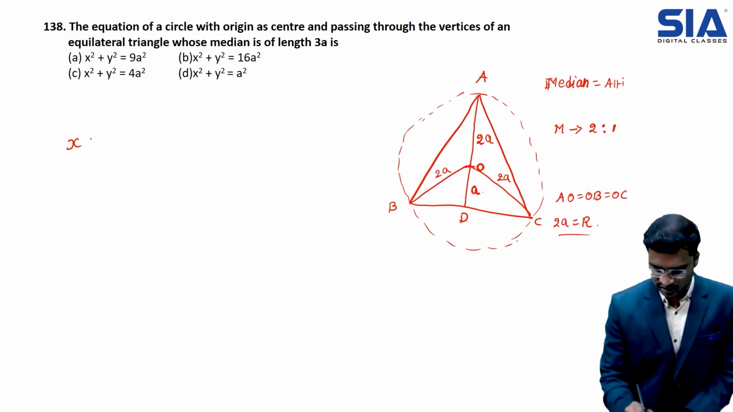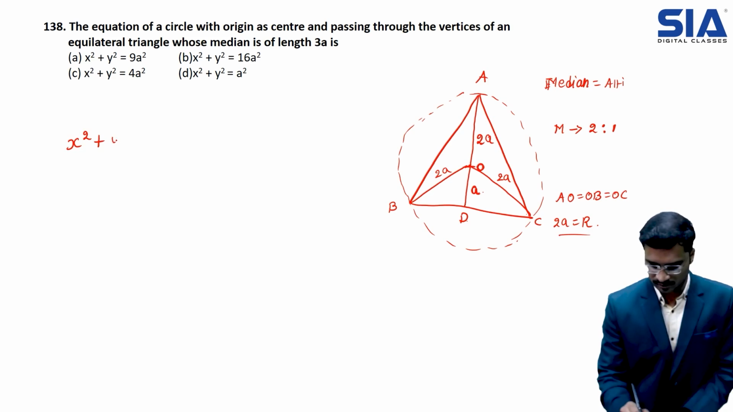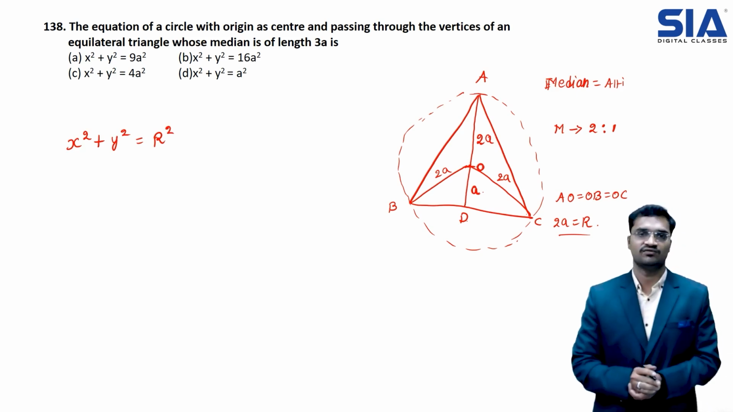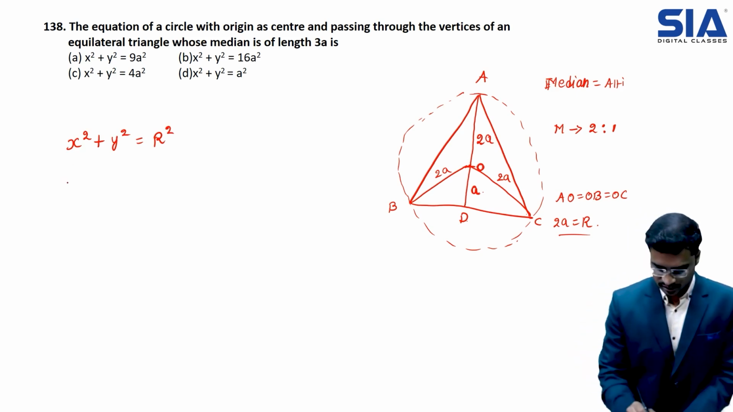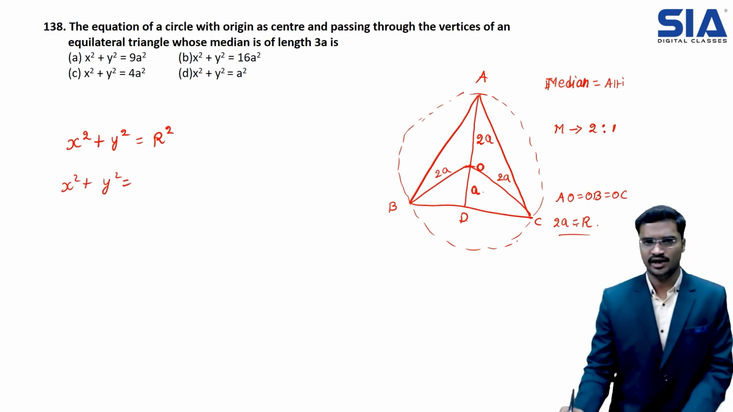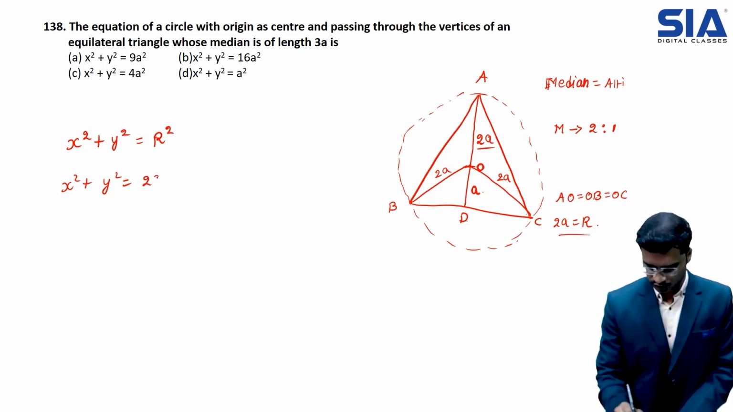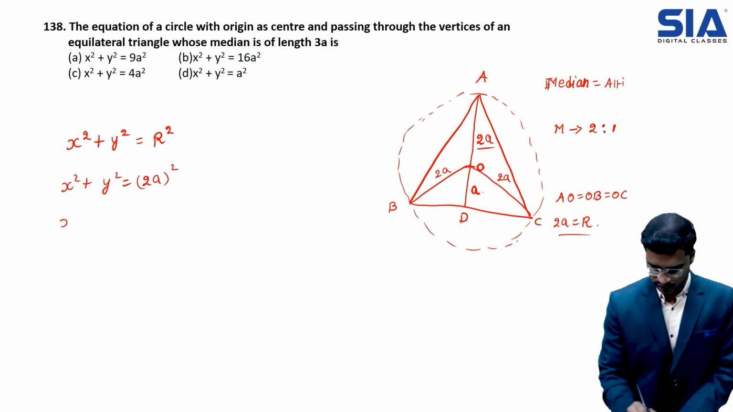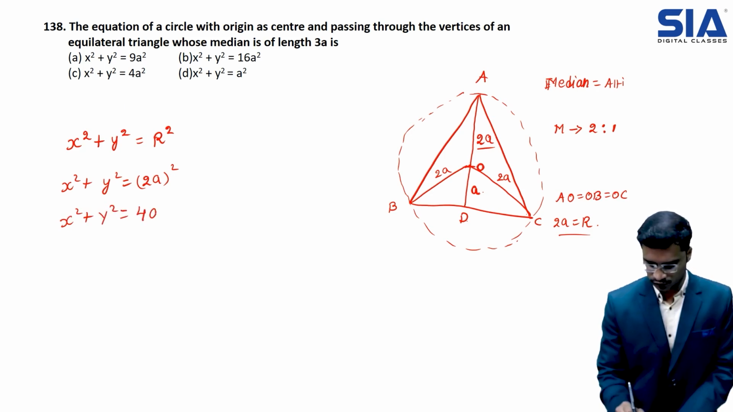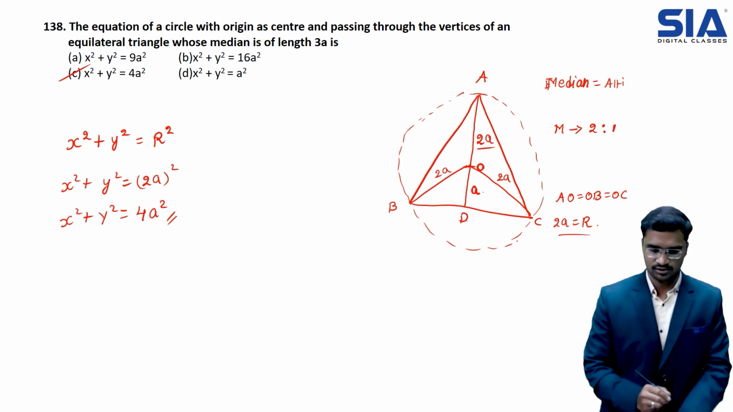The equation of that particular circle will be x square plus y square is equal to r square, where r is the radius of that particular circle. Now x square is x square and y square is y square. The radius is 2a, whole square. So the answer is x square plus y square is equal to 4a square. So our option is option C.